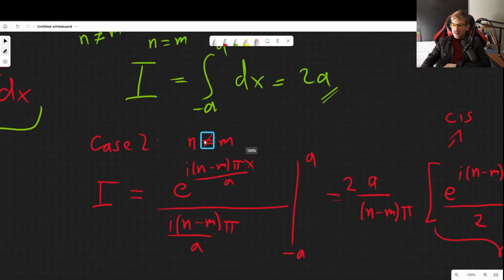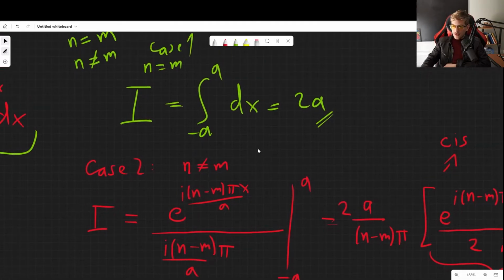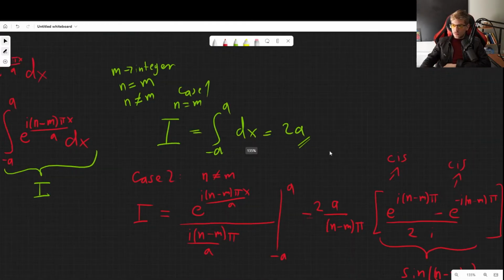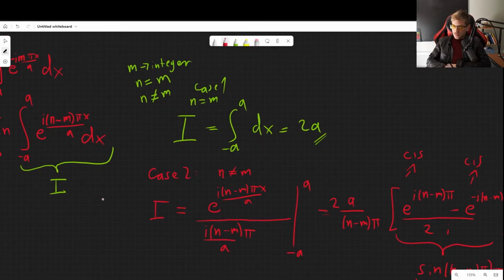So if n is different from m, then the integral is always 0. So basically, the integral I is 2a if n is equal to m, and 0 if n is different from m. So basically, I is 2a times delta nm. And there is the delta function.